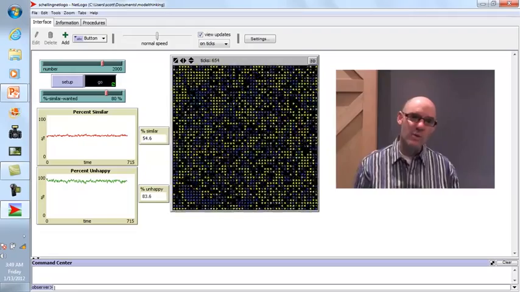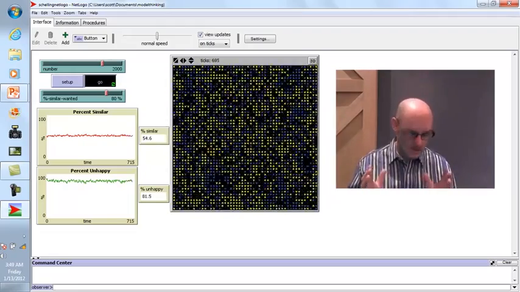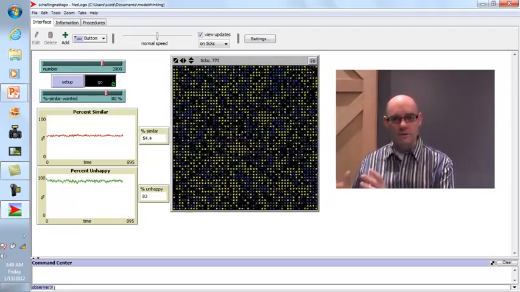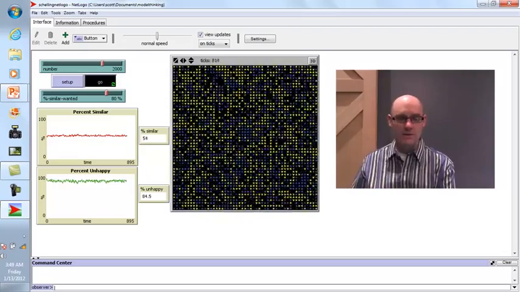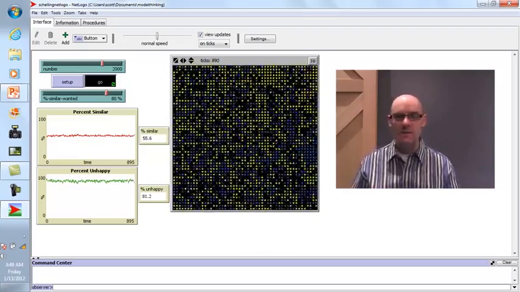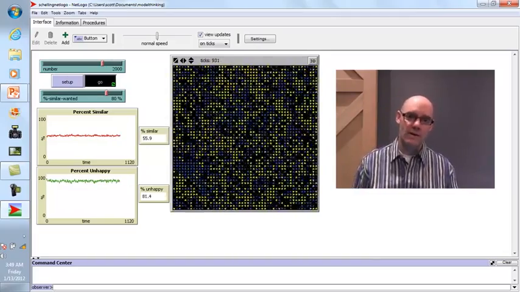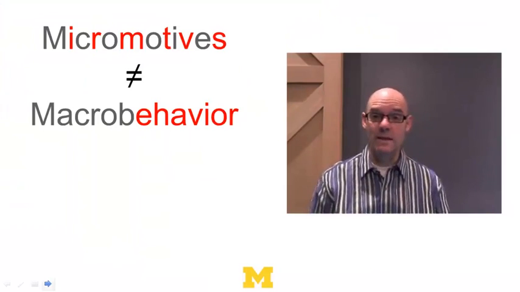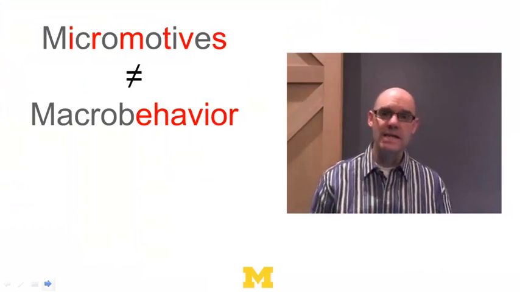So what Schelling's model tells us, again, in this really very simple way, is that what happens at that macro level, segregation by race, by income, by all sorts of other things, may not be because of the fact that at the micro level, people are that intolerant. So the micro and the macro may not align. Okay, so that's the big lesson: micro motives need not be equal to macro behavior.